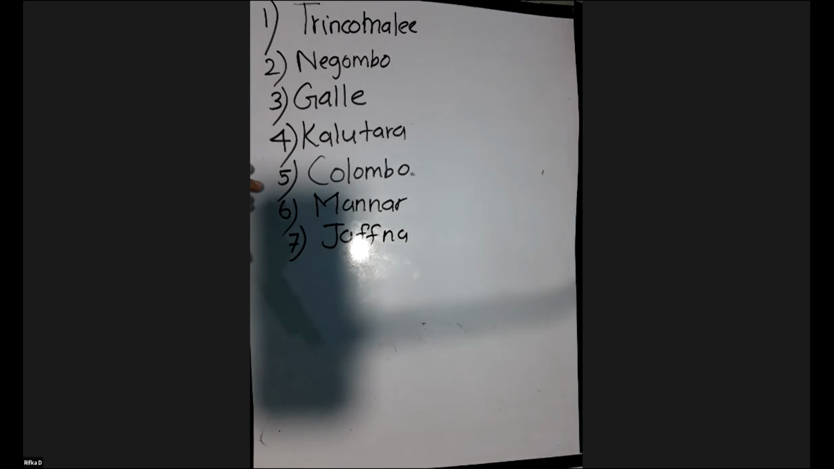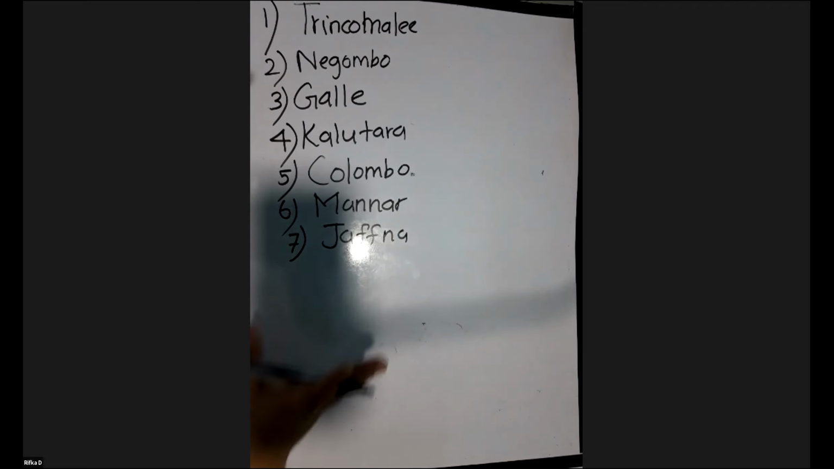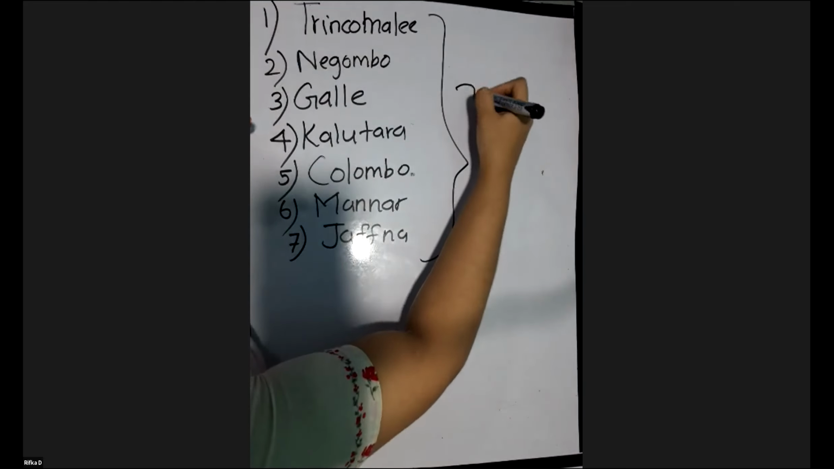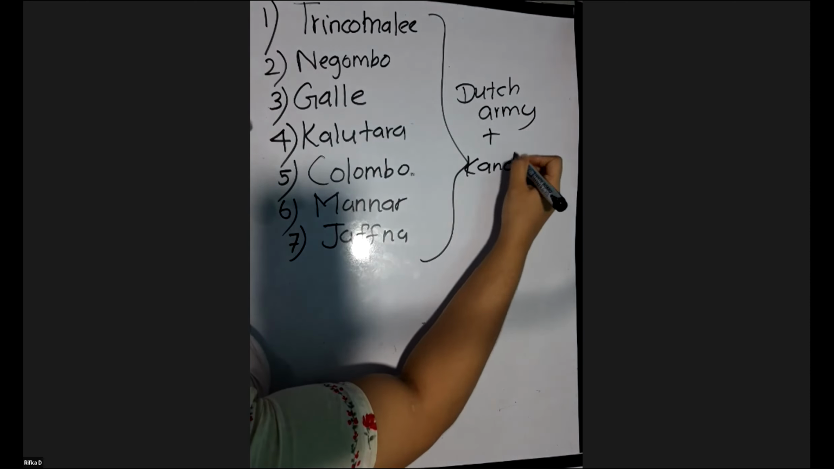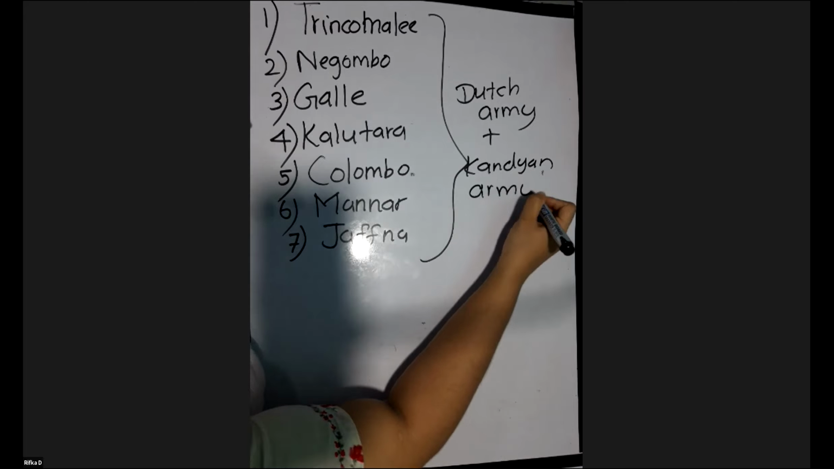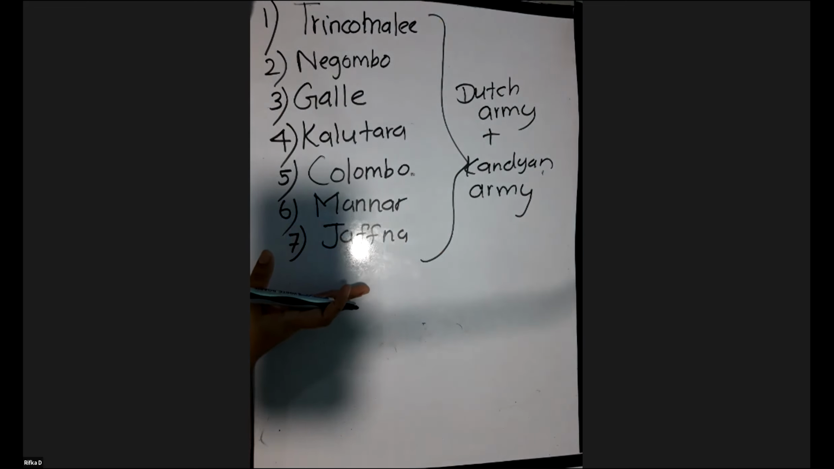All these forts were under whom? The Portuguese power. So how to capture these fortresses from the Portuguese? This is the task that the Dutch army as well as our Kandyan army had. The Kandyan army and the Dutch army together wanted to attack these fortresses and capture them from the Portuguese. First, the Dutch capture the Trincomalee and Negombo harbors.